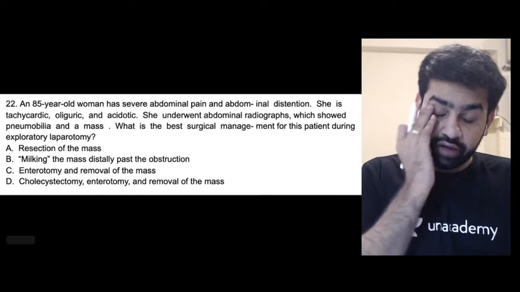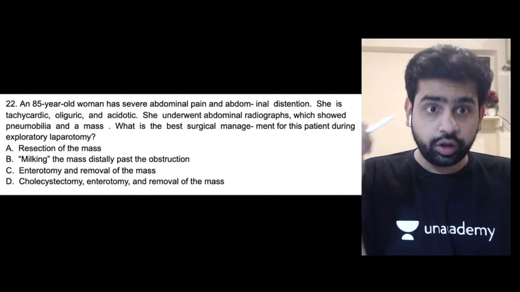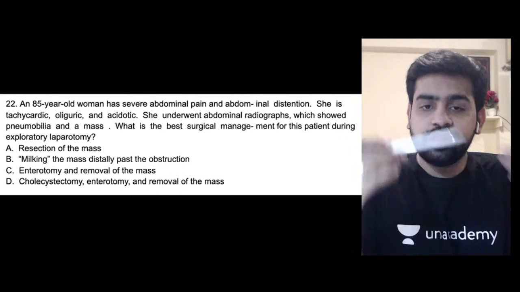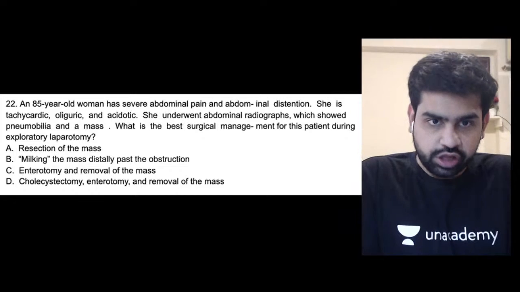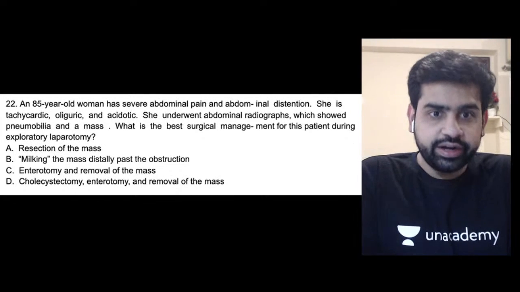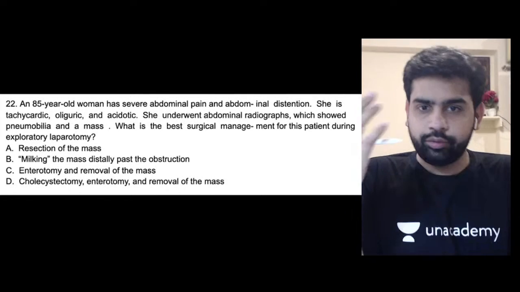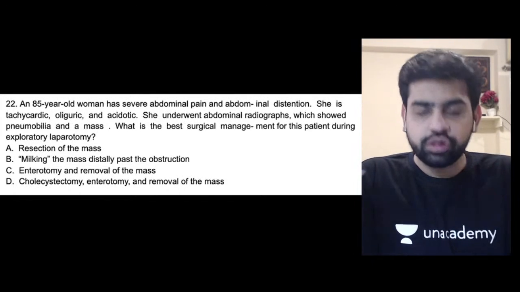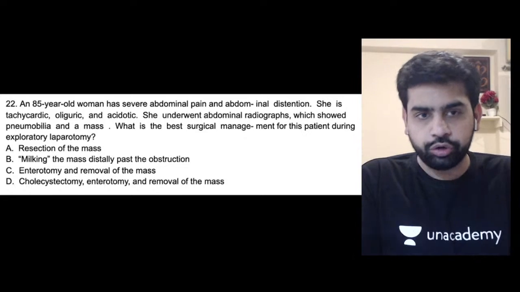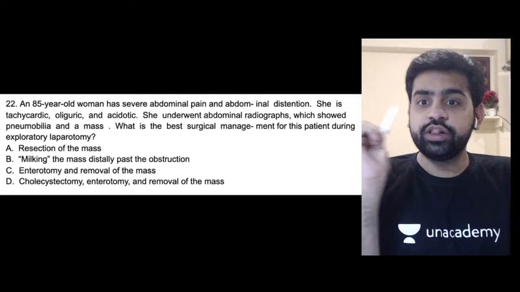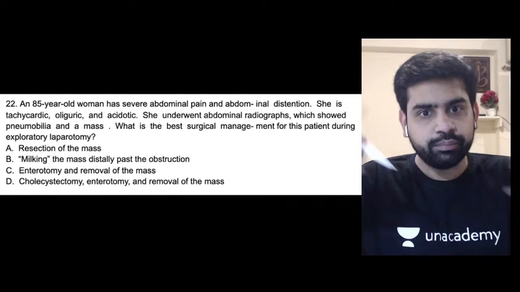The last question which I have for all of you is, there is an 85-year-old woman who has severe abdominal pain and abdominal distension. She's tachycardic, oliguric, and acidotic. She underwent an abdominal radiograph, and it is shown to you. In that radiograph, you're seeing a pneumobilia with a mass. So there is a pneumobilia and there is a mass as well.